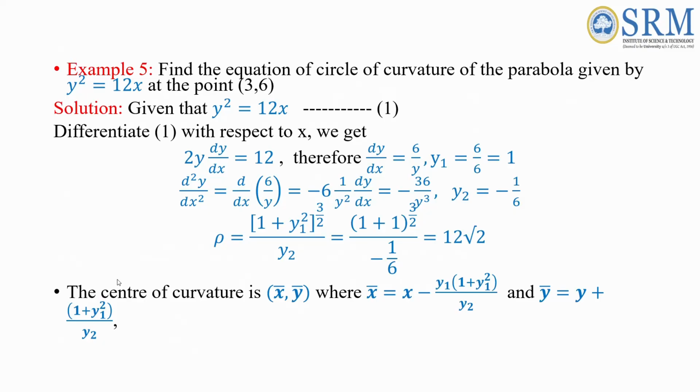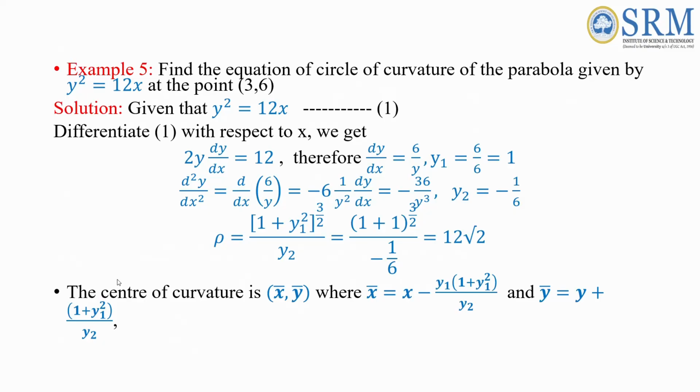And the second derivative d square y by dx square equal to d by dx of 6 by y. That gives minus 36 divided by y cube. And if you replace x equal to 3 and y equal to 6, that gives y2 equal to minus 1 by 6. Therefore, after replacing the values of y1 and y2 in the rho formula, we get 1 plus y1 square upon y2 whole power 3 by 2. That gives 12 root 2. As we know, the radius of curvature is always positive, so even if you get a negative value, you just make it positive.